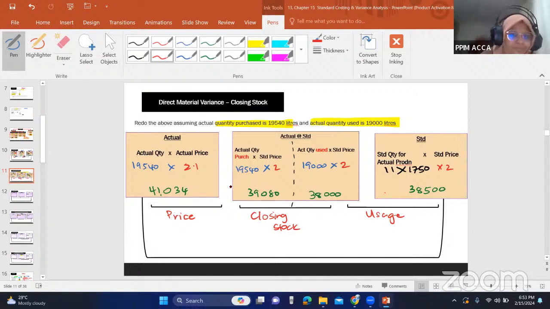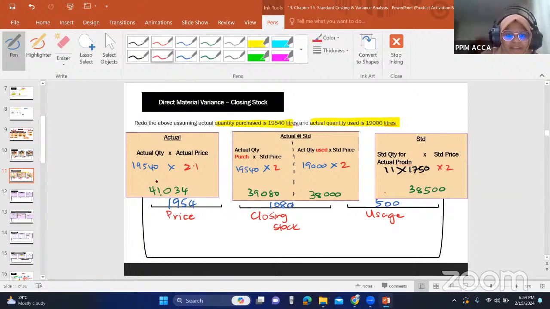Let's first get the differences before we decide whether it is adverse or favorable. 41,034 minus 39,080 will be 1,954. 39,080 minus 38,000 will be 1,080. And 38,000 minus 38,500, don't think about the minus figures, we just want the difference, which is 500. Now listen carefully. Let's see how to get the adverse and the favorable.